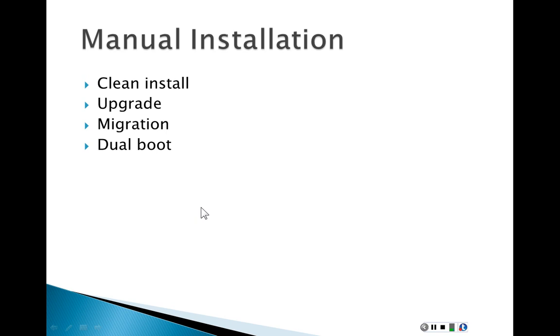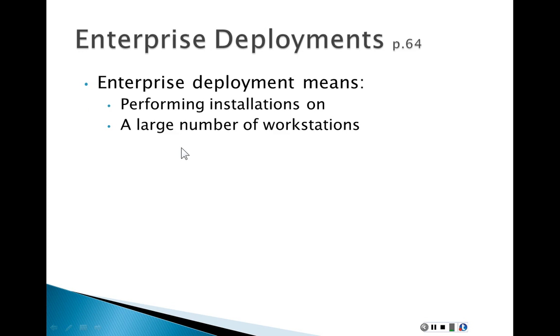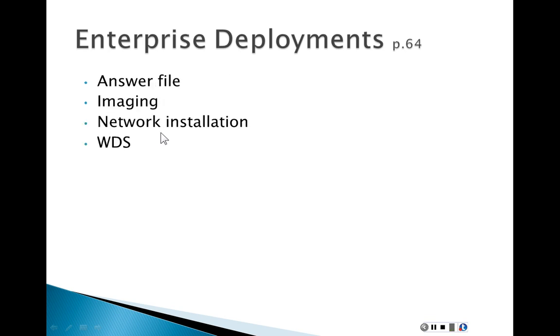Manual installation, as you recall from Chapter 2, there are 4 types of manual installation: clean install, an upgrade, a migration, and a dual boot. But when we say enterprise deployment, what we mean is performing installation on a large number of workstations. There are a couple different ways to perform network deployments, and we'll look at all of them: answer file, imaging, network installation, and Windows Deployment Services.